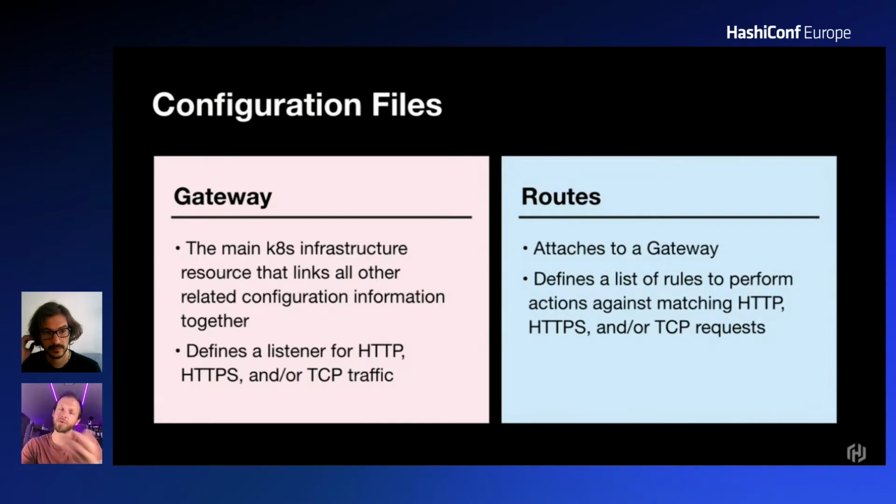Routes attached to a gateway, like I briefly touched on, define a list of rules to perform actions against matching traffic requests. An example of a rule would be to listen for requests to a certain path, like example.com/echo, and then load balance those requests between two Kubernetes services, like Echo 1 and Echo 2 in this example, based on a weighted value.